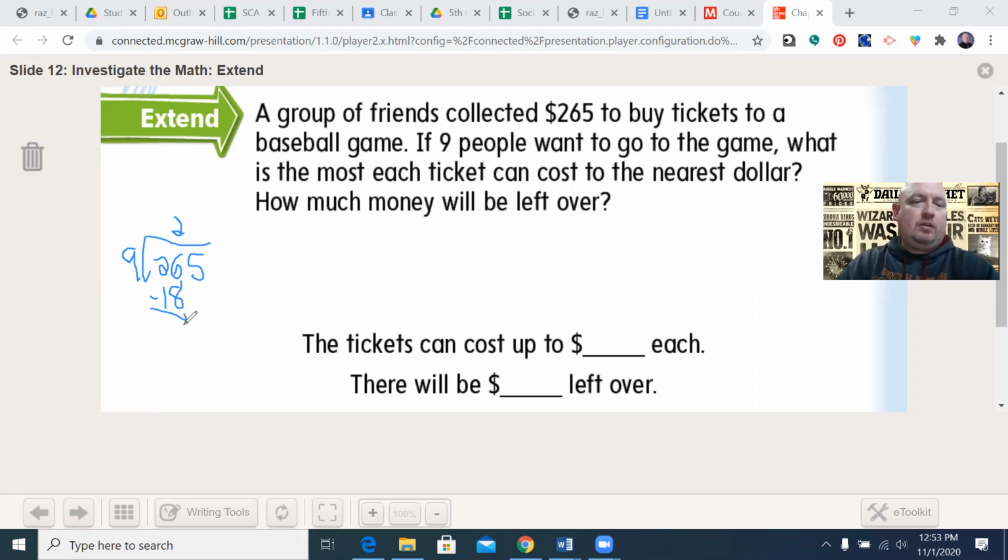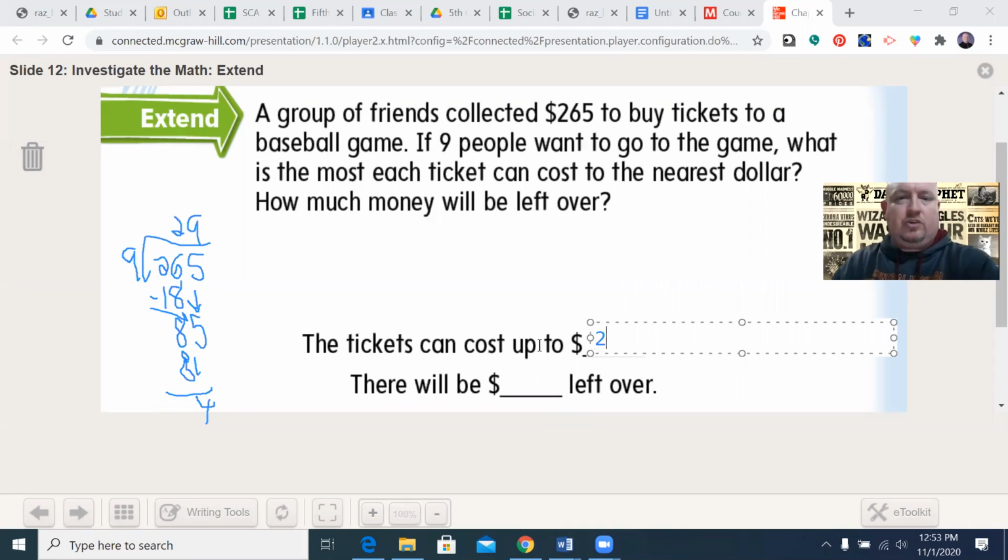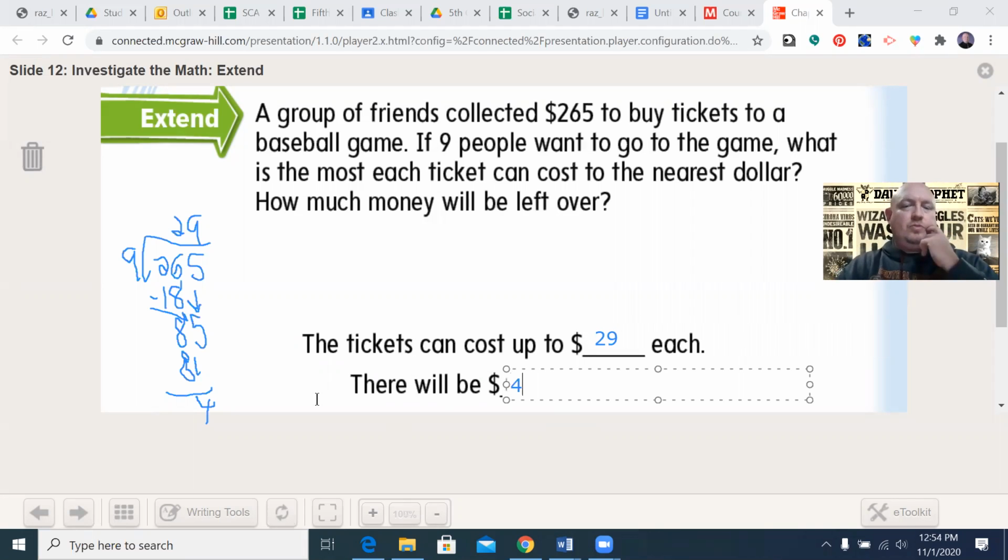I could subtract. I get an 8. 8 is less than 9, so I'll bring down a 5. I know that 9 times 9 is 81, and that's just less than 85. So I'm going to go ahead and use that one. And I got 4. So the trip can cost up to $29 each. And there'll be $4 left over. Somebody can buy Mr. Ireland lunch with that.